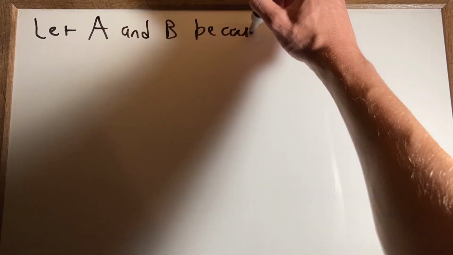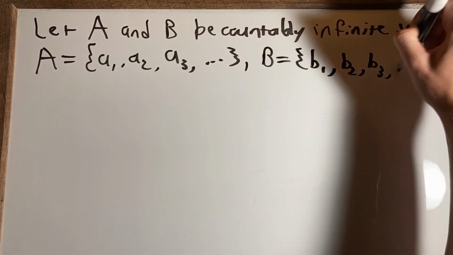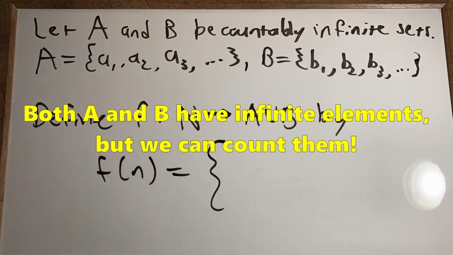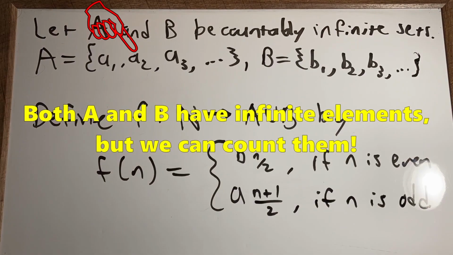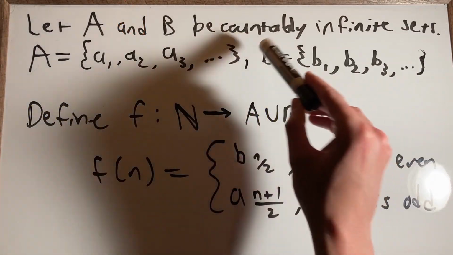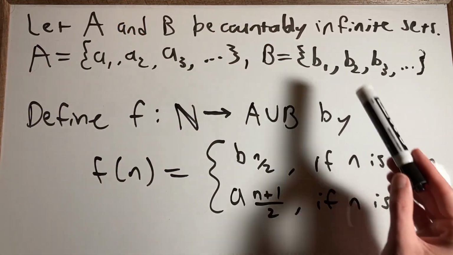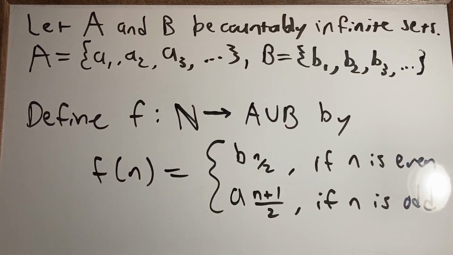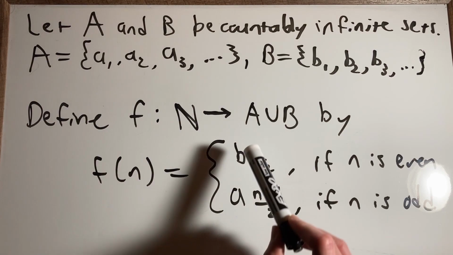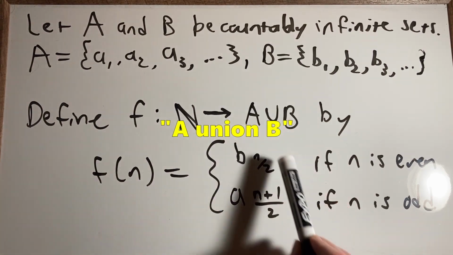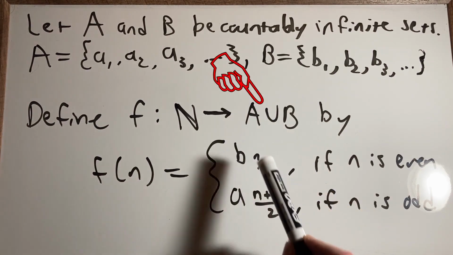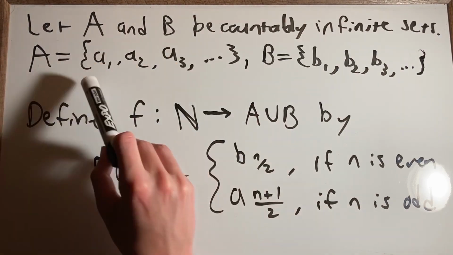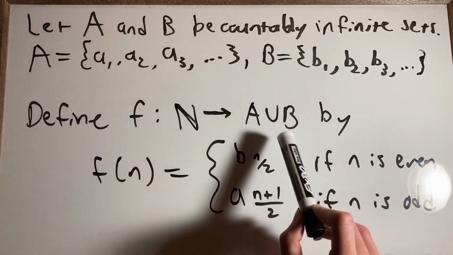So let A and B be countably infinite sets, and that means that A has infinitely many elements, but we can count them, so we're going to label them A sub 1, A sub 2, A sub 3, and similar with B, we're going to name the elements in that set B sub 1, B sub 2, B sub 3. We're trying to find a function that can be a bijection from the natural numbers to A union B, this symbol that looks like a U here. In the math world, that means union. It's like putting all of these and all of these together into one set.